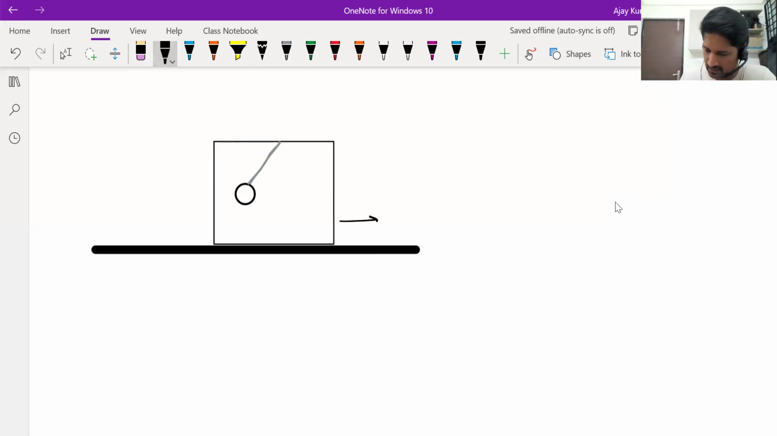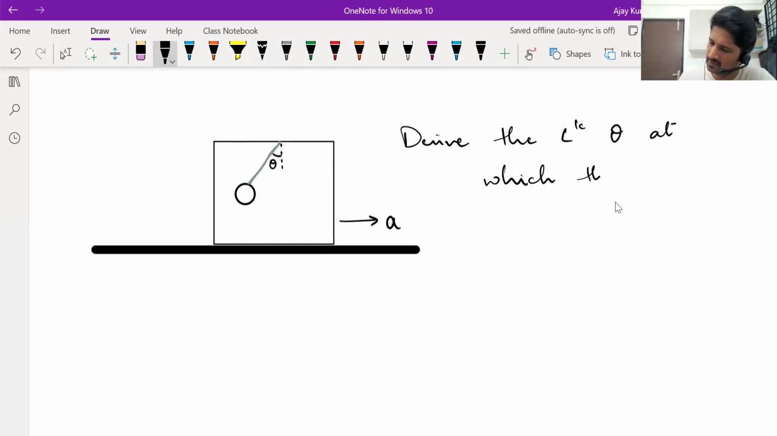Container has an acceleration A. The bob swings inside the container and finally settles with respect to container at some angle theta. Derive the angle theta at which the bob settles with respect to the container. Try this, all of you. Settles means comes to equilibrium with respect to container.